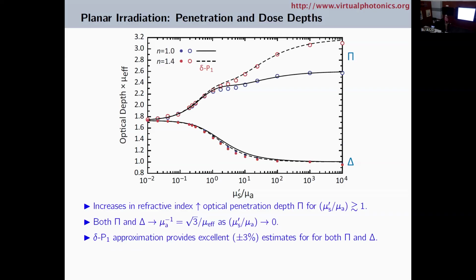Yeah, and so we're very happy with that result. And again, there's no added complexity mathematically between implementing delta P1 and the standard diffusion approximation.